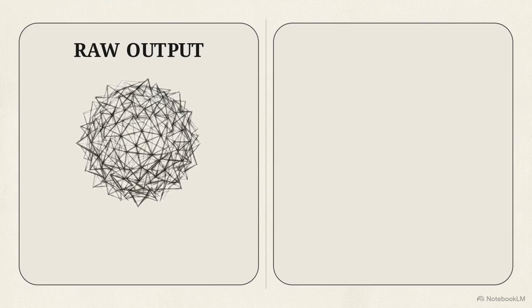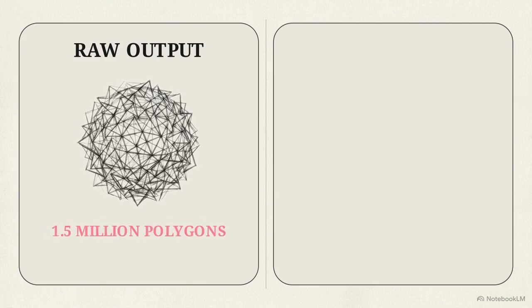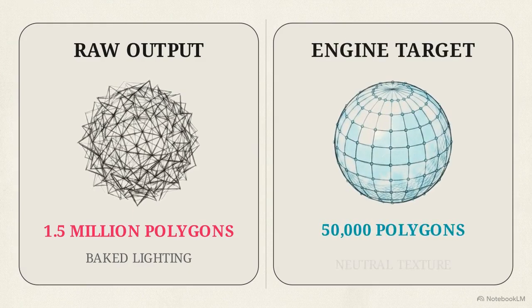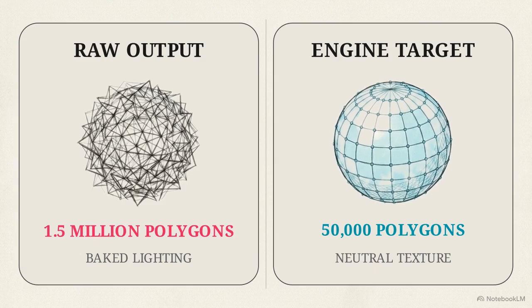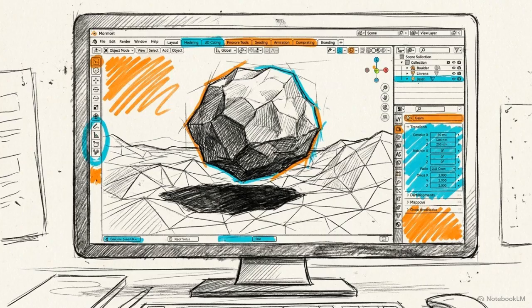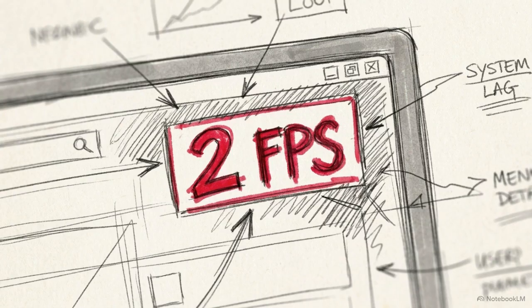Raw AI outputs are built on dense, chaotic geometry, known as triangle soup. They frequently pack 1.5 million random polygons and bake the lighting directly into the texture. Standard game engines require about 50,000 clean polygons and neutral textures to actually function. If you drop one of those raw 1.5 million polygon files directly into a game engine or a web viewer, the frame rate will immediately crash. The geometry is simply too heavy for real-time rendering.